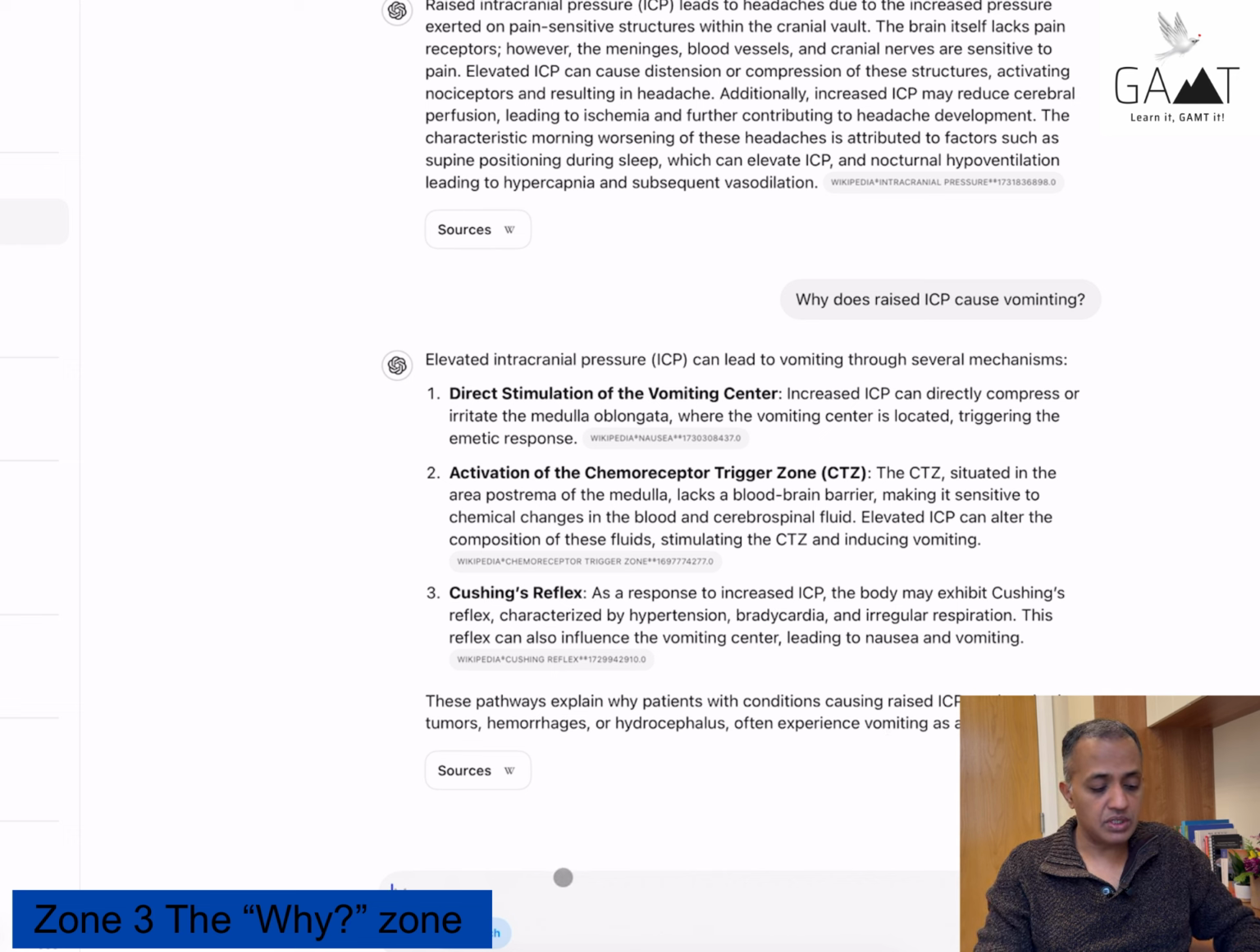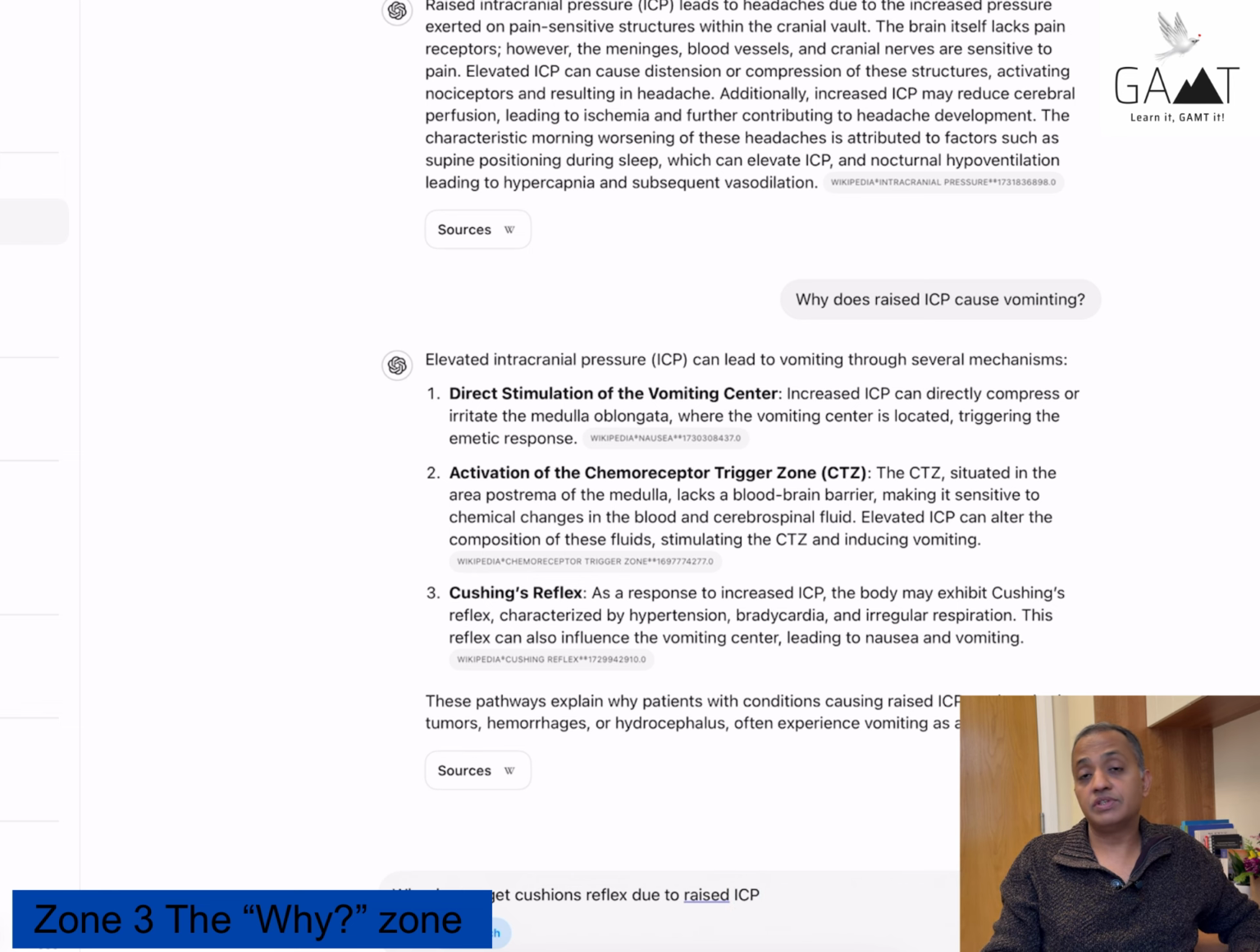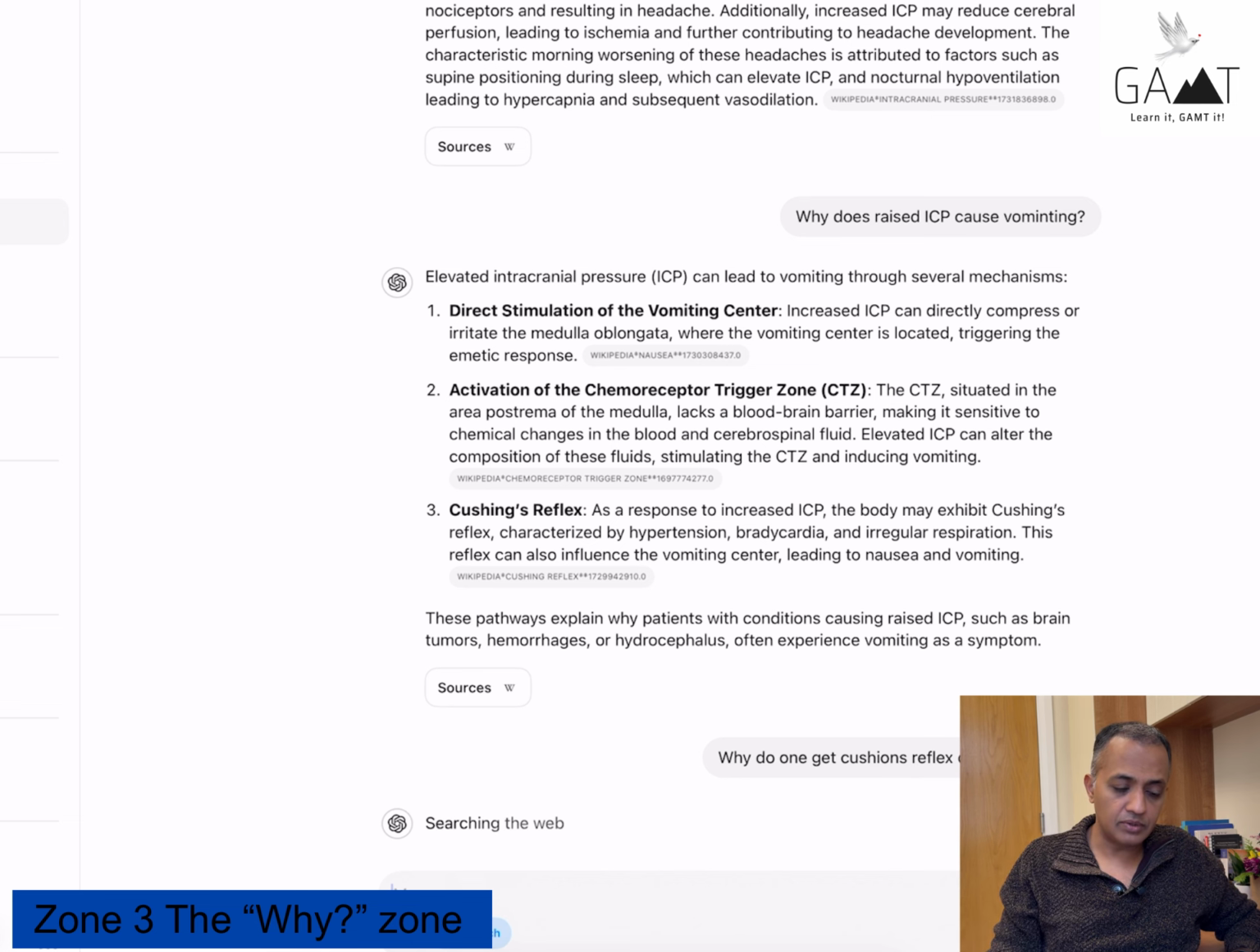Now I want to ask the next question: why do we get Cushing's reflex due to raised intracranial pressure? So raised intracranial pressure causes Cushing's reflex, as you know, with hypertension, bradycardia, and irregular respiration. So why do we have that? Okay.